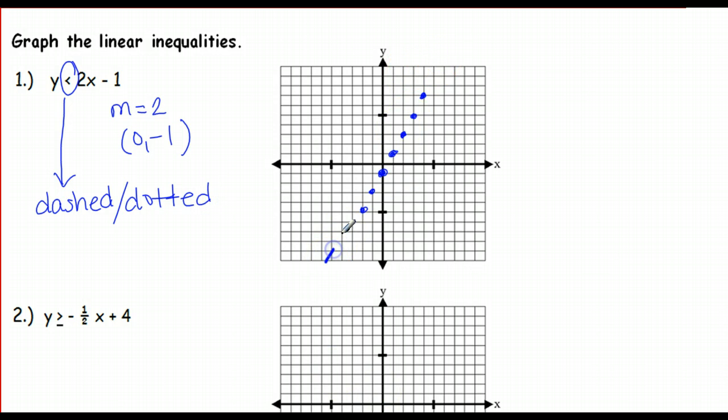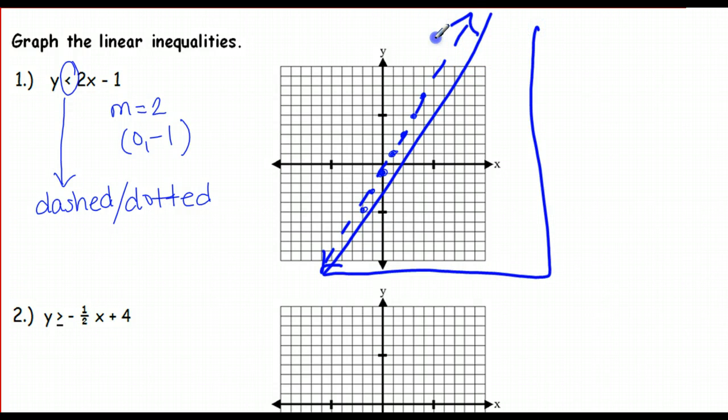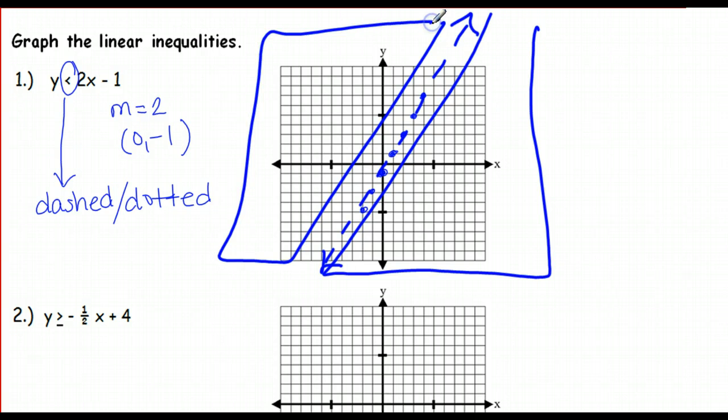So I'm going to make my pen a little bit thicker. There we go. And there is my line. Again, boundary line. Because it splits the graph into 2 regions. We have the region over here, and we have a region over here. So that is why we say that it splits it into 2 regions.